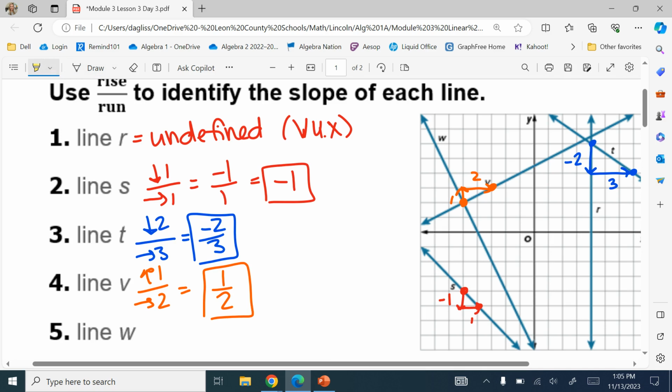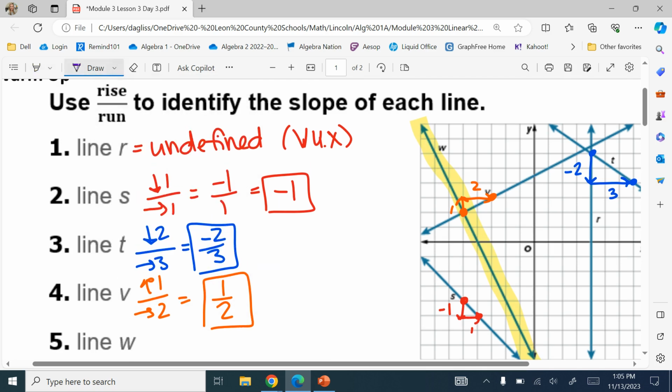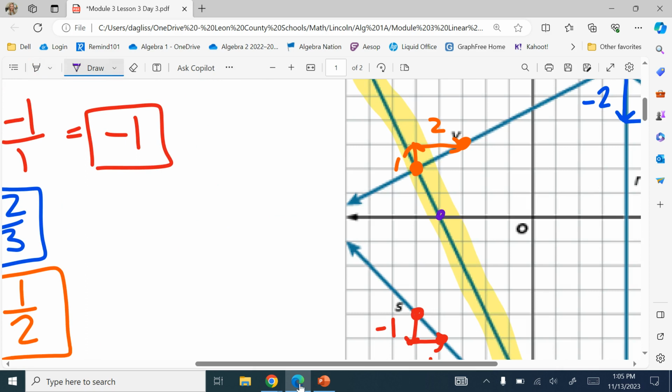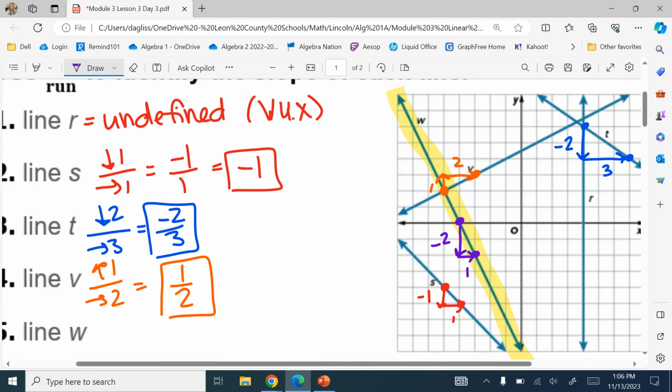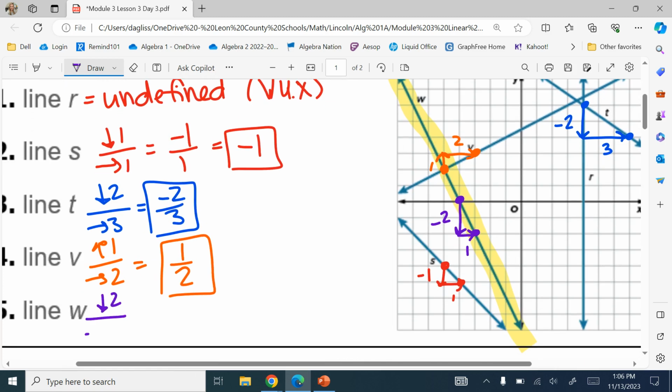Okay, line W. Where is that? That's this guy on the corner. All right, let's zoom in and find some spots. This is a point, and this is a point. Will this slope be positive or negative? How do you know that? Good. We're going down how many? 2. And we're going over how many? 1. So down 2 and over 1 is -2 over 1. So what is this slope? What's -2 divided by 1? -2. There you go.